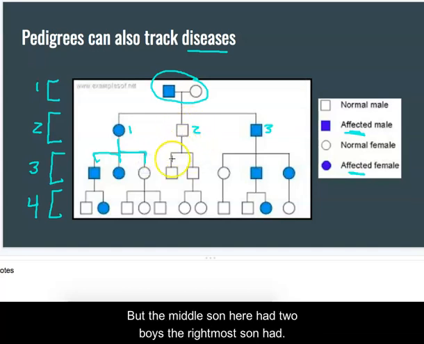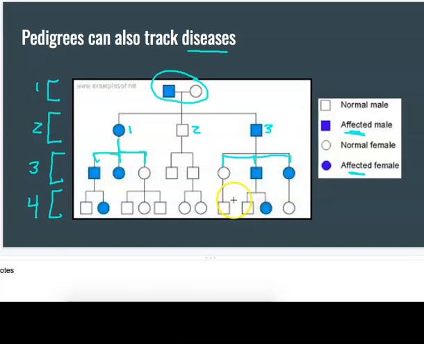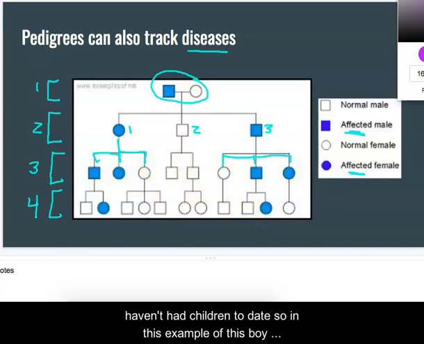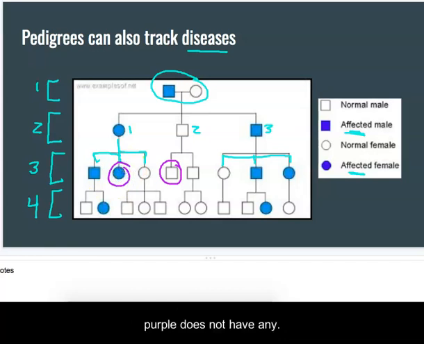The middle son here had 2 boys. The rightmost son had 3 children, 2 daughters and a son. And then you can see other branch points going into the next generation. Some of them had 1 child, some had 2 children, and some decided, or haven't had children to date. So in this example, this boy that I'm circling in purple and this girl that I'm circling in purple do not have any children. Okay.